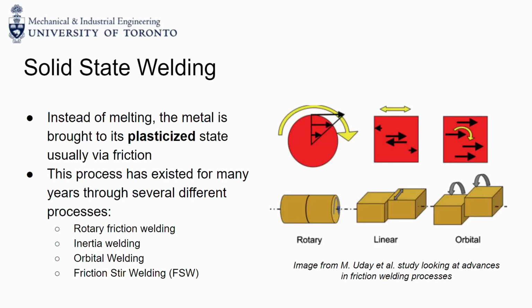Solid state welding is a method that is less often used in the automotive industry, but the operating principle is that instead of melting the material, the metal is brought to a plasticized state, so it's closer to forge welding. And it's existed for many years through different methods, like rotary welding or friction stir welding.